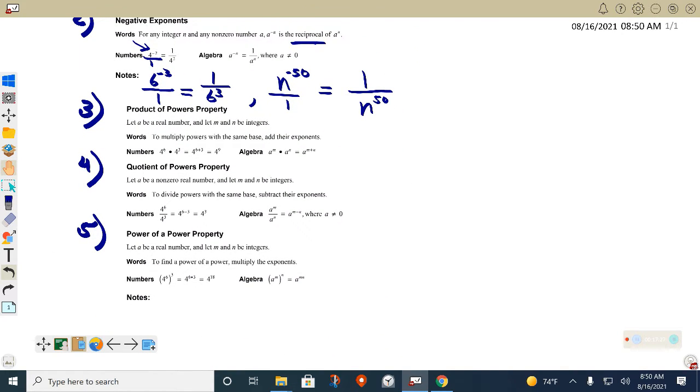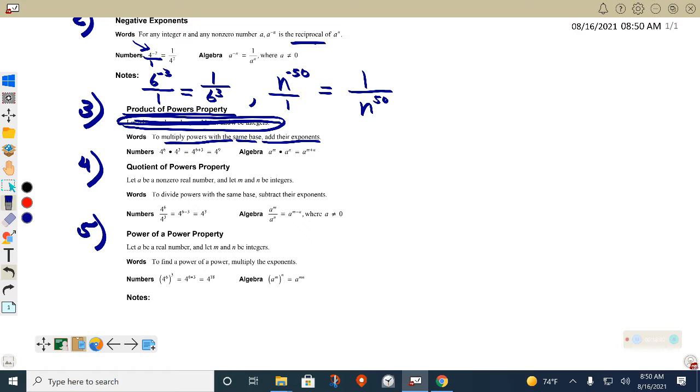Okay, so we got 2 under our belt. Let's go 5 more. We'll go a little quicker now. All right. Product of powers property. I'm not even going to worry about the "let a be a real number and m and n be integers," because that's too fancy language for us right now, so I'm going to cross that out. I want to get right to what this rule says: to multiply powers with the same base, add the exponents. That's it.